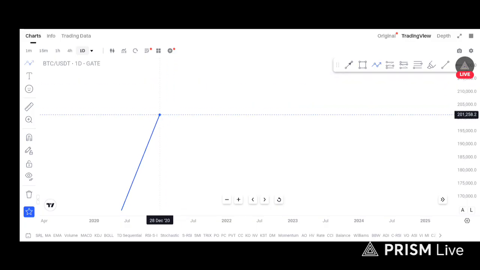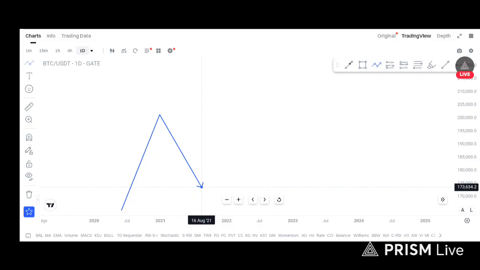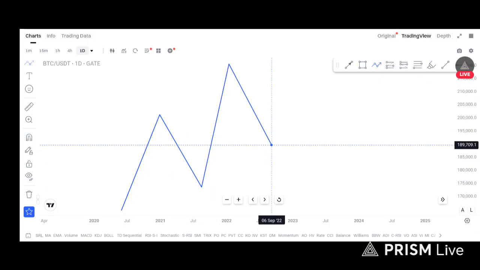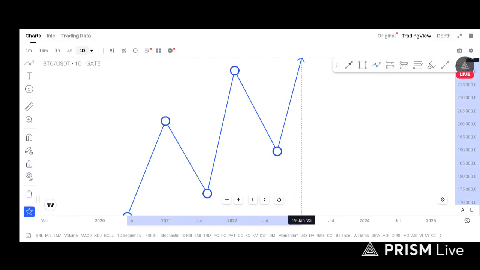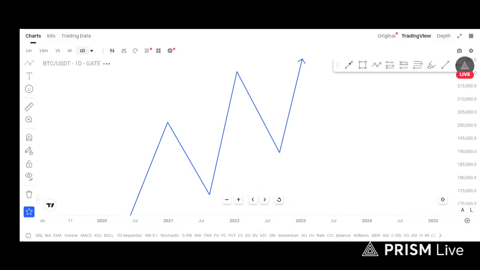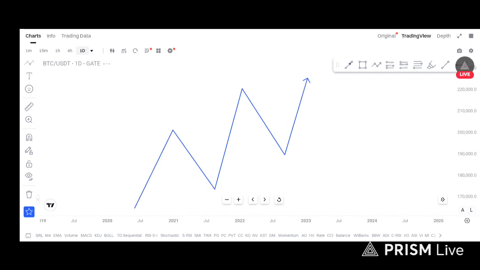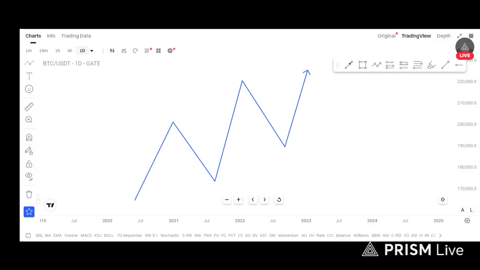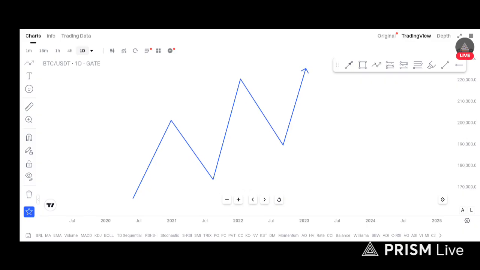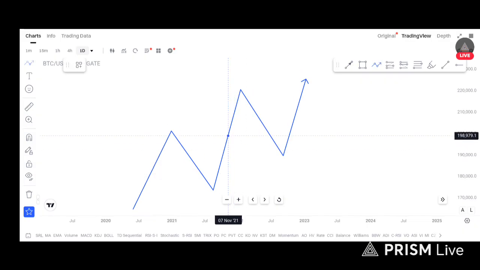Let's say that we have a structure here: a high and a low, another high and another low. Looking at this structure, what do you think you are going to be seeing in the next time frame below it, the 4 hour time frame? When you enter the 4 hour time frame, what you are going to be seeing is something like this.